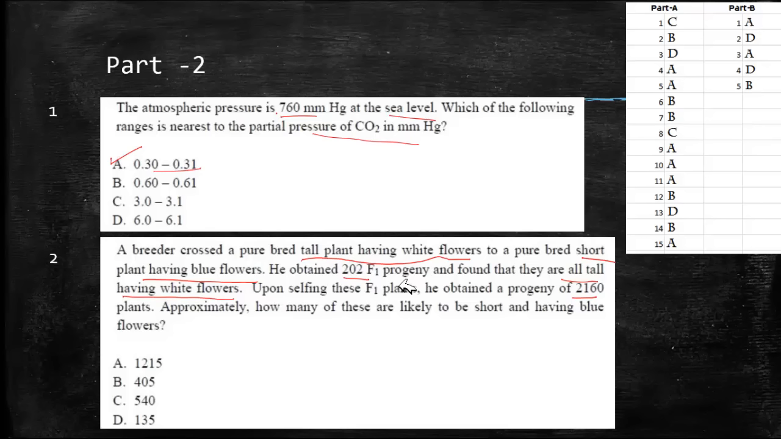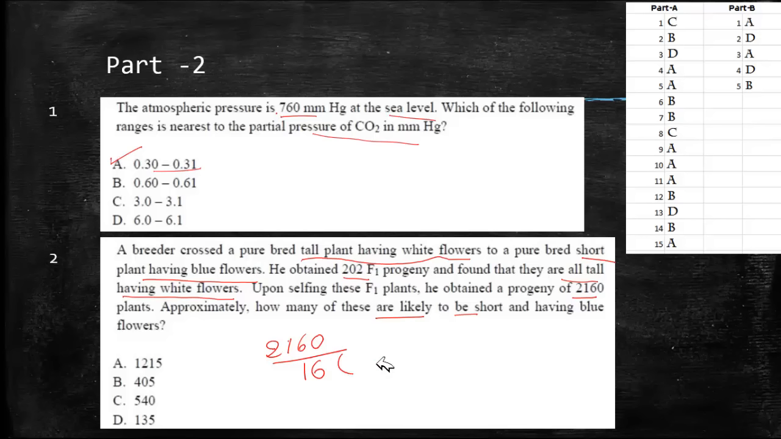The logic of this question is very easy. It's like a probability. Mostly I say all the problems of genetics are nothing but biostatistics, and Mendel is considered the first biostatistician because of counting a lot of plants. Here you have to assume how many of them are likely to be short with blue flowers. So the probability of getting it is out of a total of 16.